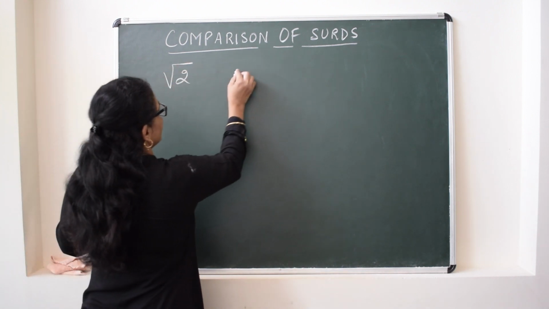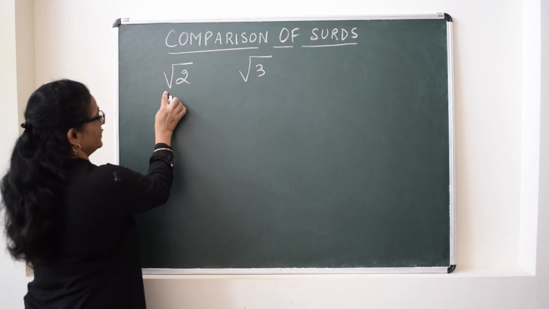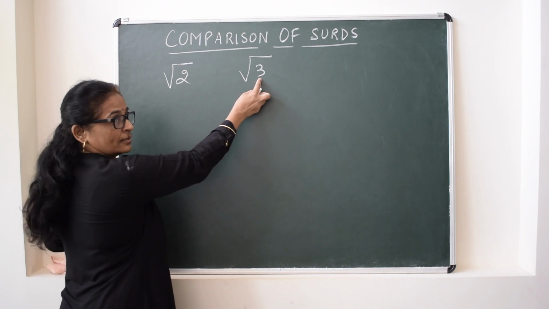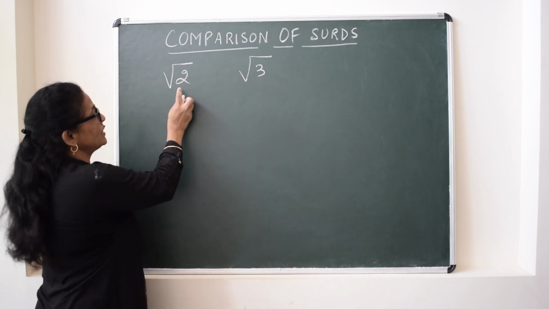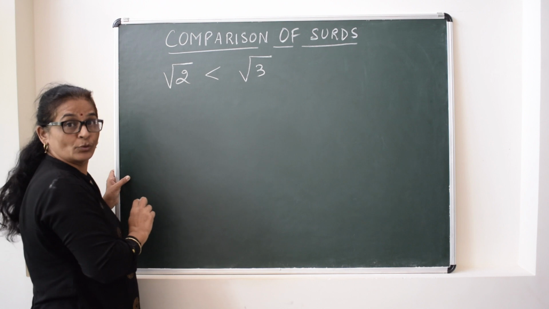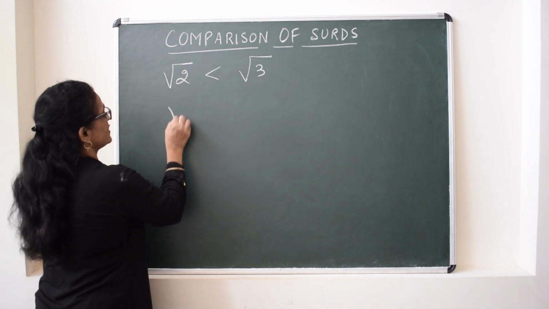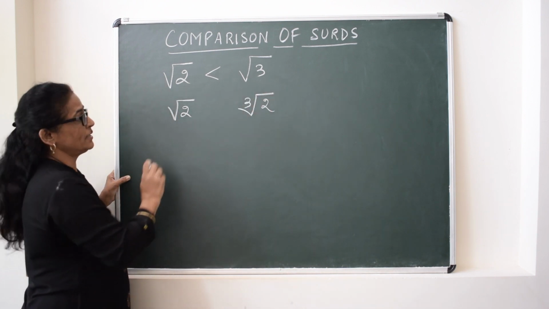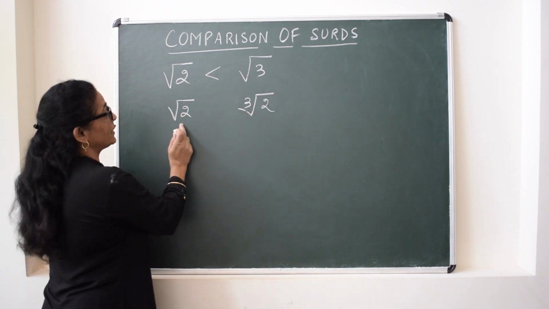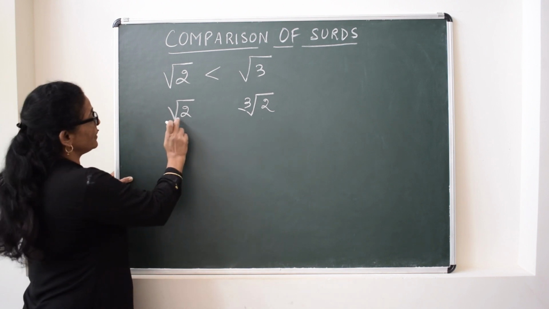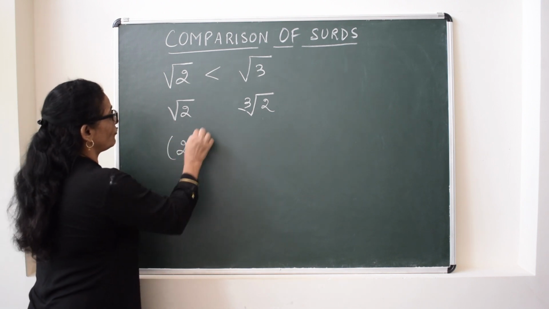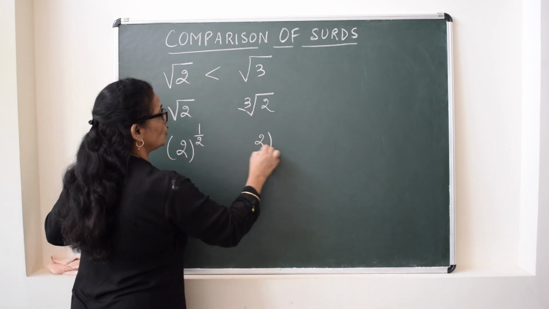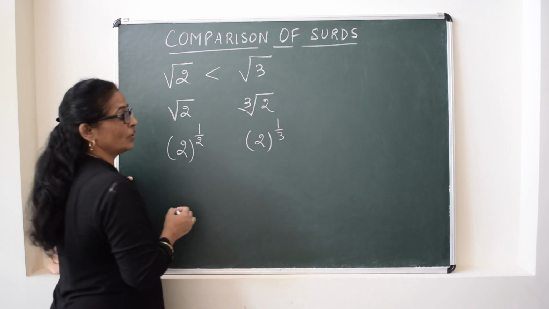First case is when the order is same, means this is also a square root, this is also a square root. So bigger the radicand, bigger will be the surd, means root 2 is less than root 3. But if in this case root 2 and cube root of 2 are given, means orders are different but radicands are same. The meaning of root 2 is 2 to the power of 1 upon 2. And the meaning of cube root of 2 is 2 to the power of 1 upon 3.